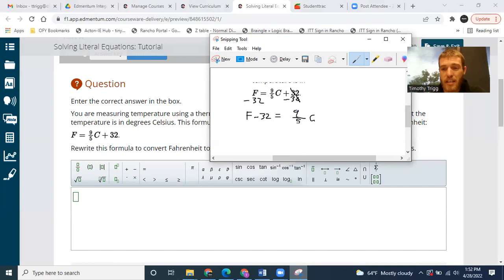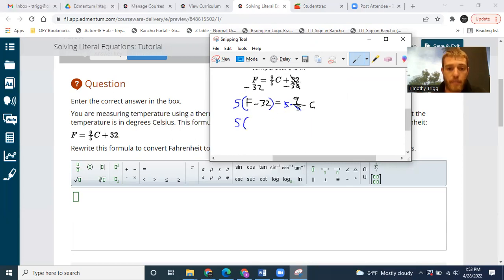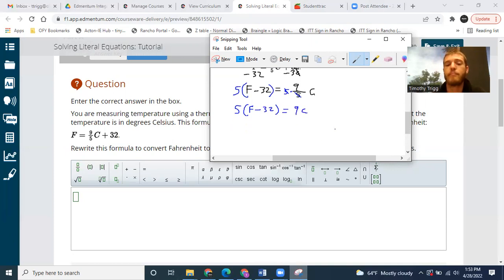Now, notice this says 9 divided by 5, essentially. So we can go ahead and multiply by 5 to cancel it. We would multiply this side by 5 as well. Notice I'm putting parentheses around this entire left side. That's because we need to multiply 5 by the entire thing here, okay? That gives us 5 times F minus 32. In this case, you can distribute the 5, but I think it's actually better if we don't. And then on the right side, we still have 9C.